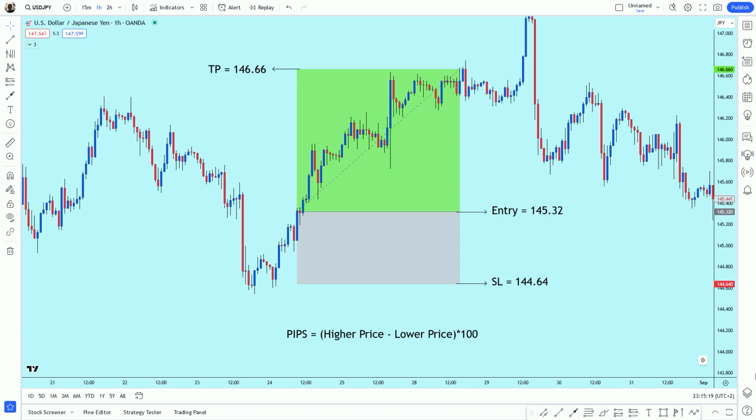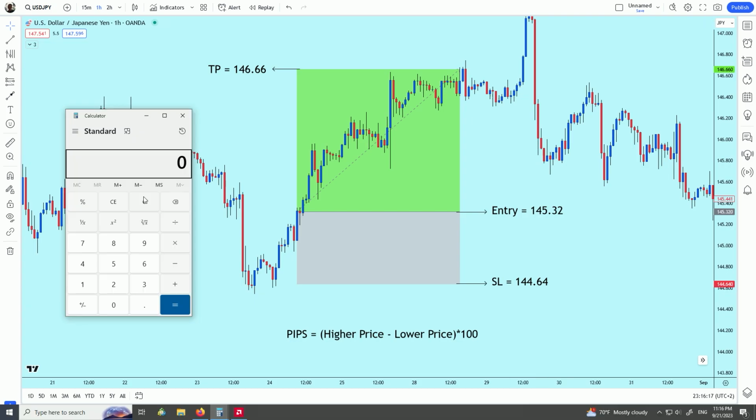Now let's see one example for JPY pairs. In this case we have US dollar Japanese yen, and now we want to calculate pips for this pair. As you can see, the formula is the same, but this time we multiply by 100, not 10,000. The reason why we use 100 this time is because in JPY pairs a pip is the second decimal number.